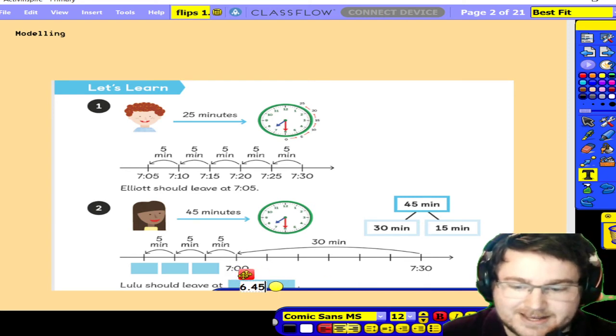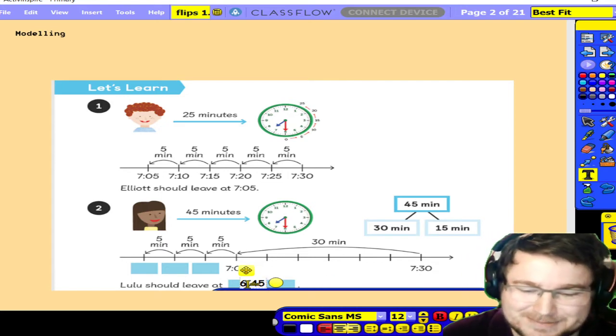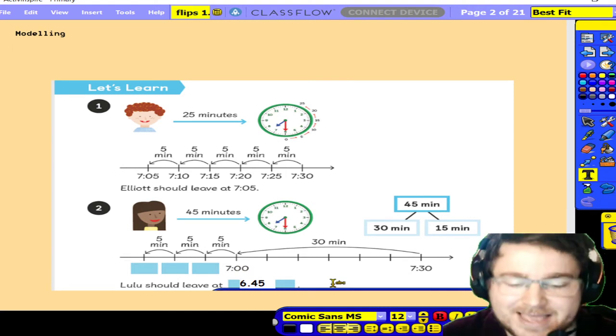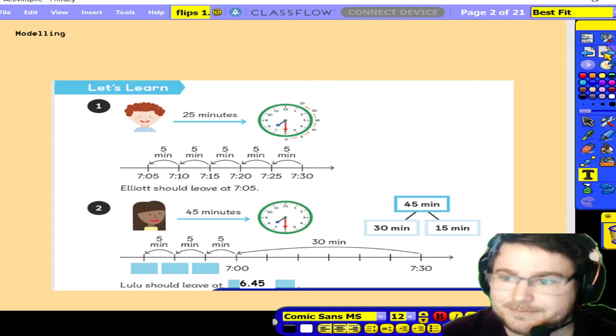6:45. It doesn't say AM or PM. It's quite tricky. You wouldn't think so, it's a bit too early, but I'd argue that's a bit too late as well. Anyway, 6:45 or quarter to 7 is when Lulu should leave.